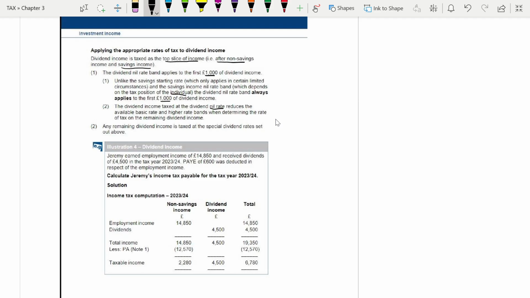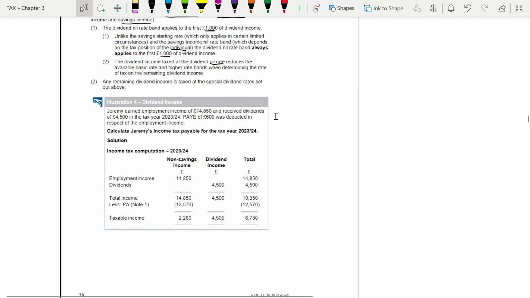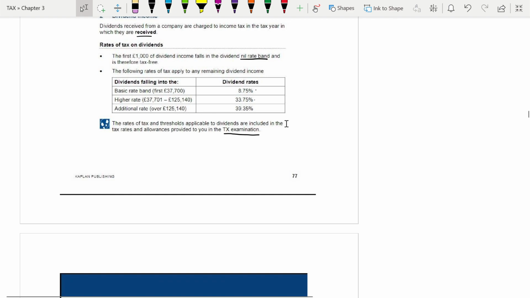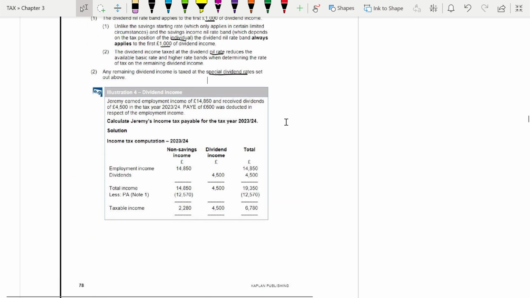I mean, definitely the calculation part will get affected. Any remaining dividends is taxed at a special dividend rate. Is this what we have done? 8.75, 33.75, 39.35. Is that what they say?